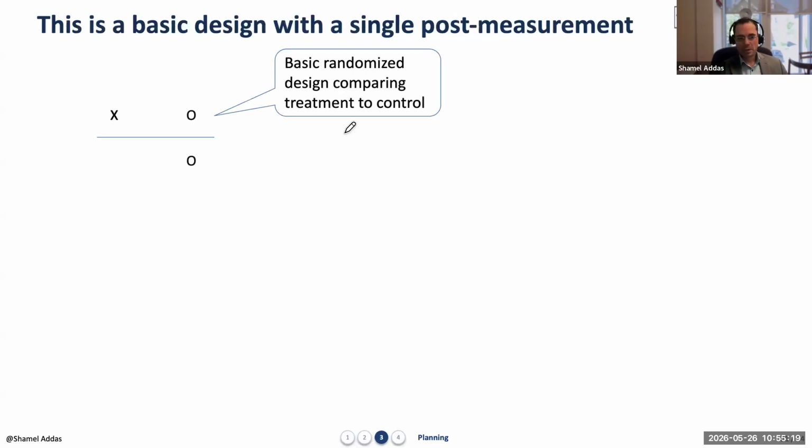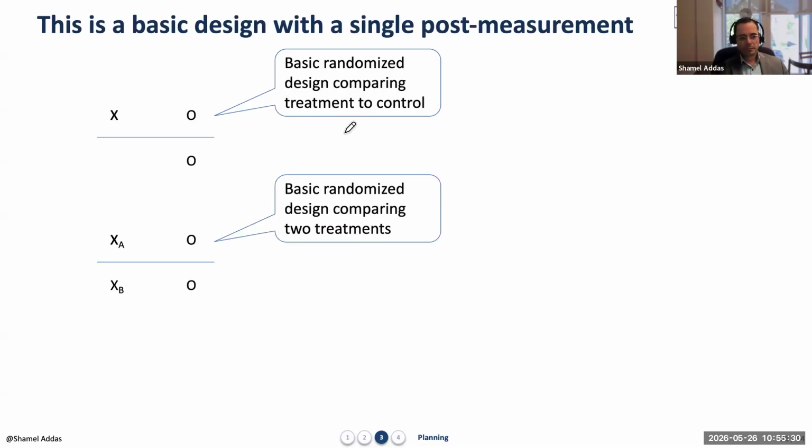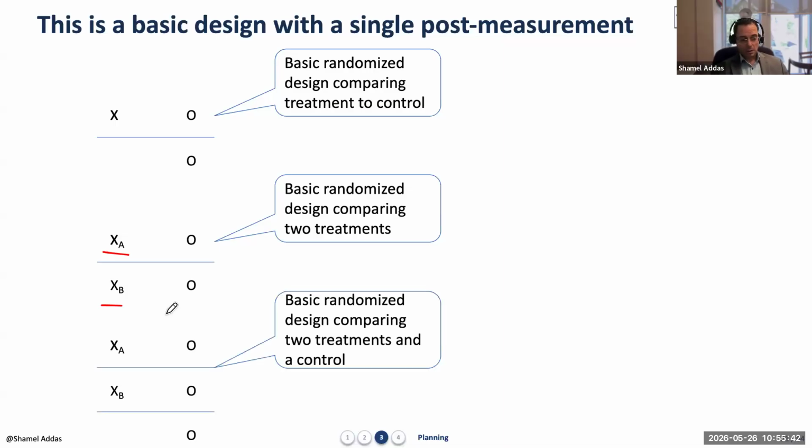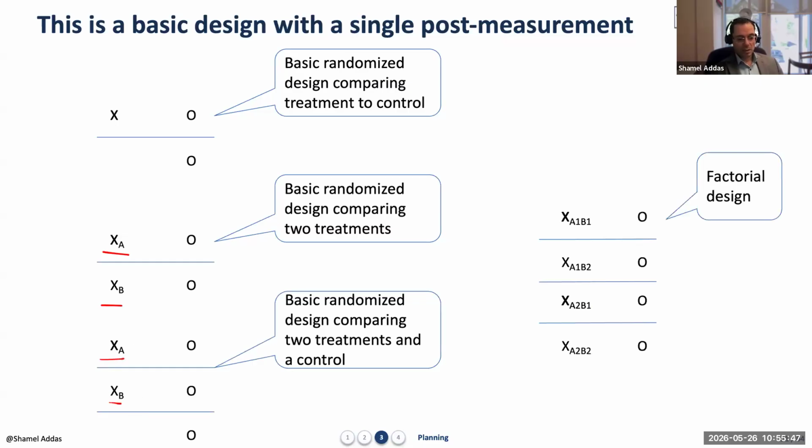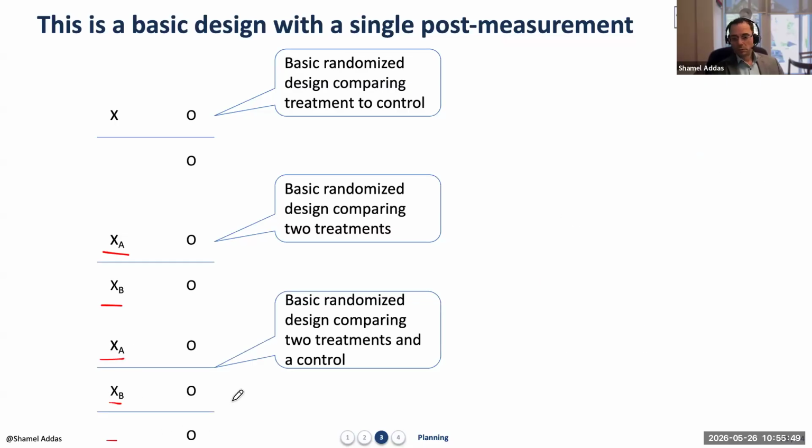Right, so let's look at examples. So here we have the basic setup that I talked about. We have a basic randomized design that compares the treatment to the control group. Okay, here we have the same design, but we are comparing 2 treatments. So treatment A versus treatment B, no control group. Okay, you could add a control group, of course, which is this case. So here we have treatment A, treatment B, and then this is the control.